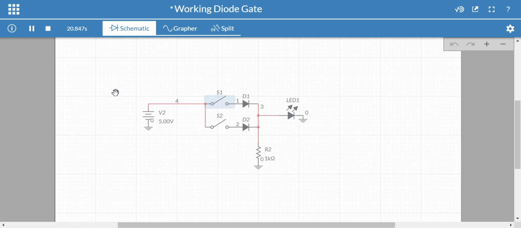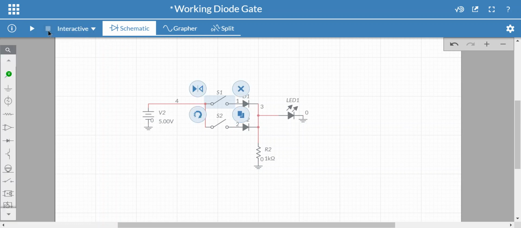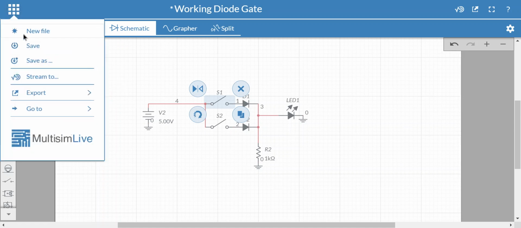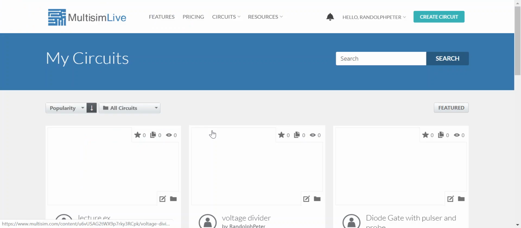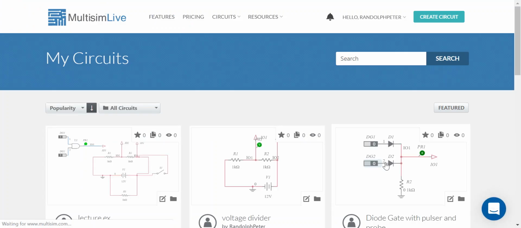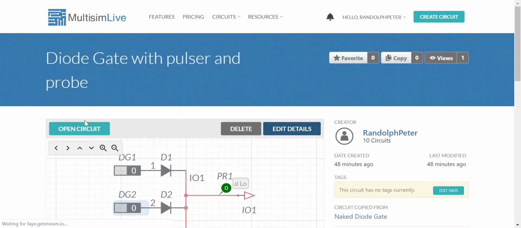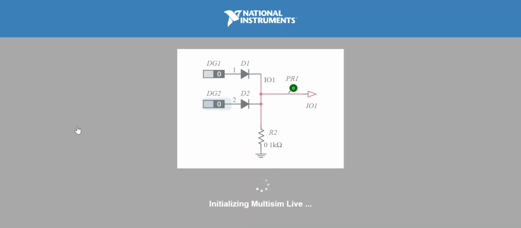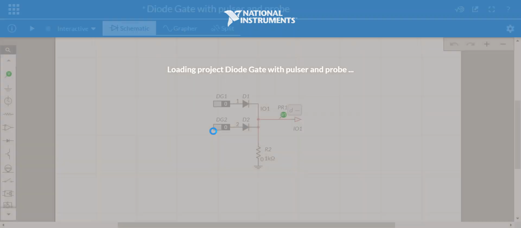Now, because I brought it up in the intro to Multisim, we could instead make this a digital gate. I'm going to go ahead and open up the other one. Instead of doing analog inputs, 5 volts and looking at an LED, I'm going to do digital inputs. Go to my circuits, discard those changes. Here we go. Over here, this is the diode OR gate with a digital pulsar and probe.